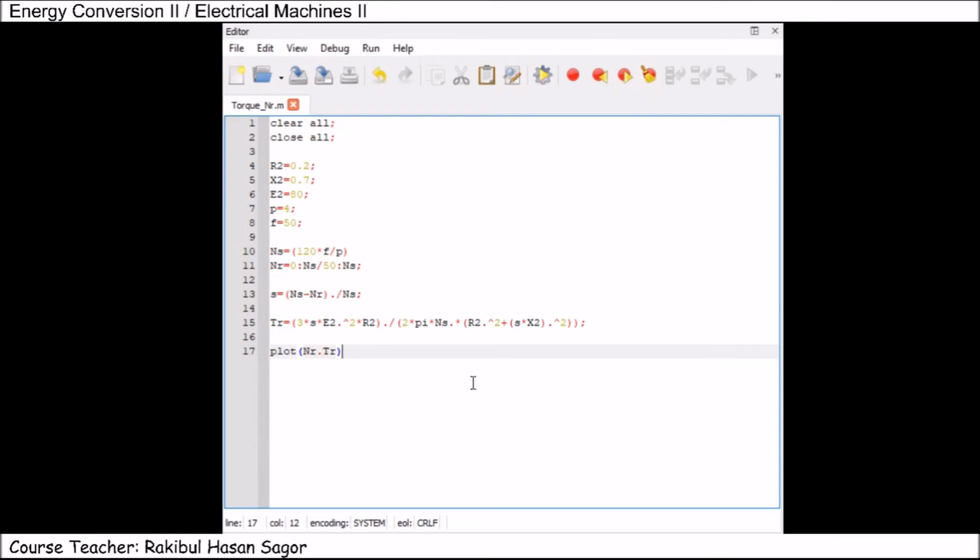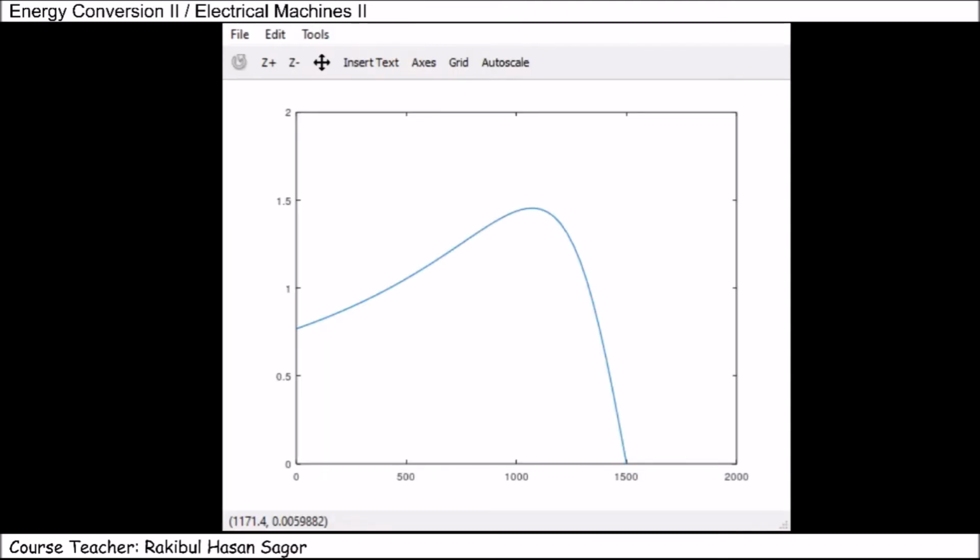There is an error. Let us see what is the error. Oh, here instead of putting comma I have put dot. Now I think it's supposed to work. That's it. We have got the shape that is desired.